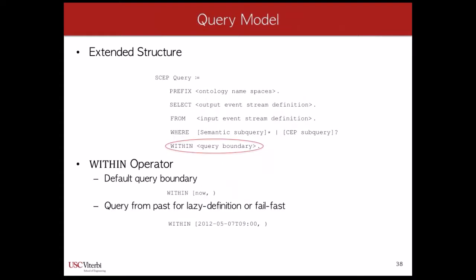This is an extended structure of the CEP query model to support this kind of simultaneous queries across stream boundaries. Basically, we have a new clause called within, which specifies a time range. We need to note that the data in this time range may be stored in a database, or it may come from the data stream in the future.